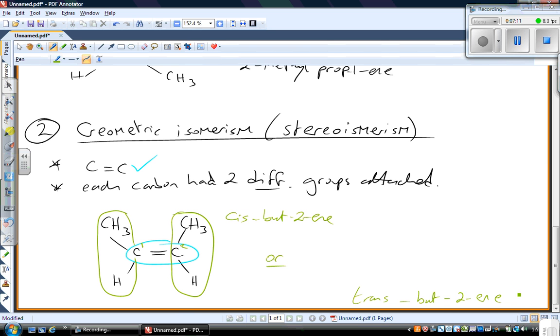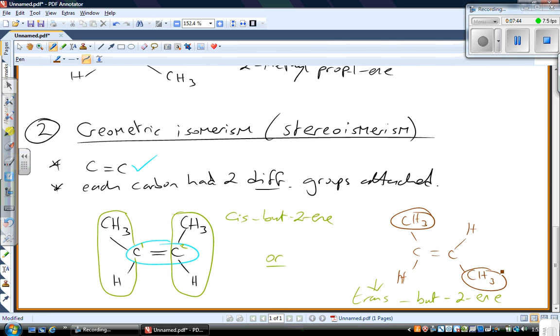So the trans but-2-ene, which is written in italics by the way, the trans but-2-ene isomer would look like this. It's quite a straightforward question if you get it in an exam. It's amazing how many students don't answer it properly simply because they don't use the key terms. So on opposite sides: if we look at the methyl groups, just as an example, they're on opposite sides of the double bond, and so too are the hydrogens. So this would be the trans but-2-ene geometric isomer.